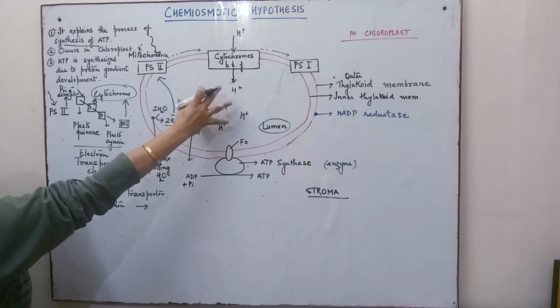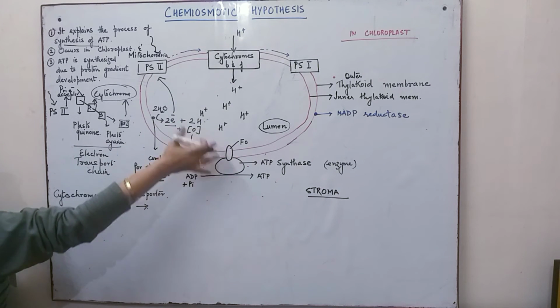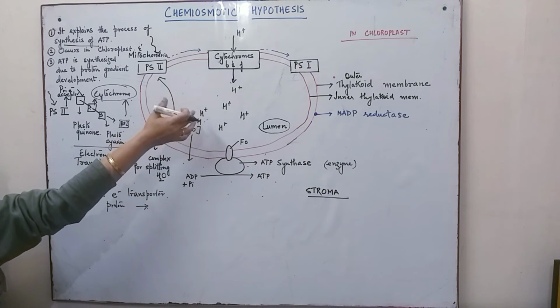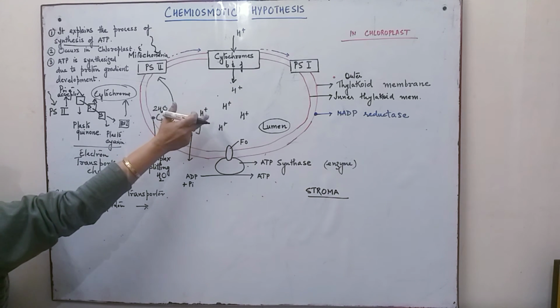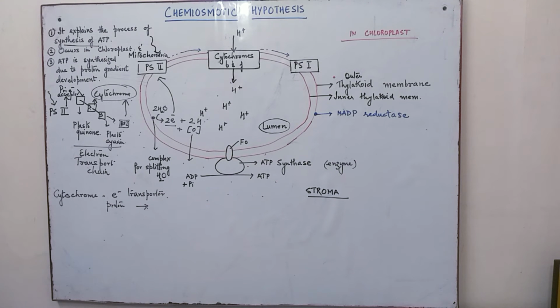Now, as a result of these two activities, there is a high concentration of protons, that is, a proton gradient develops inside and outside. There is a high concentration of hydrogen inside. These protons will tend to move towards the stroma because of the difference in concentration, from high concentration to low concentration.